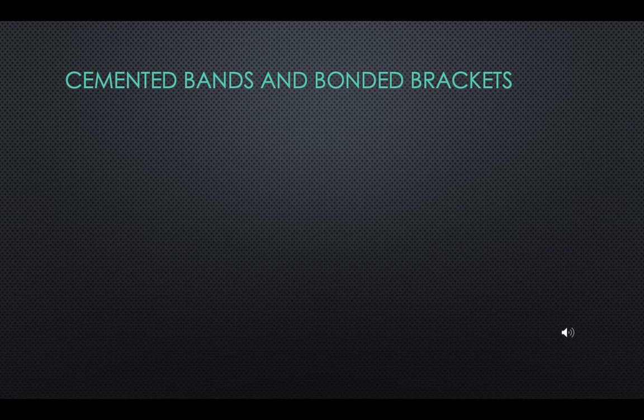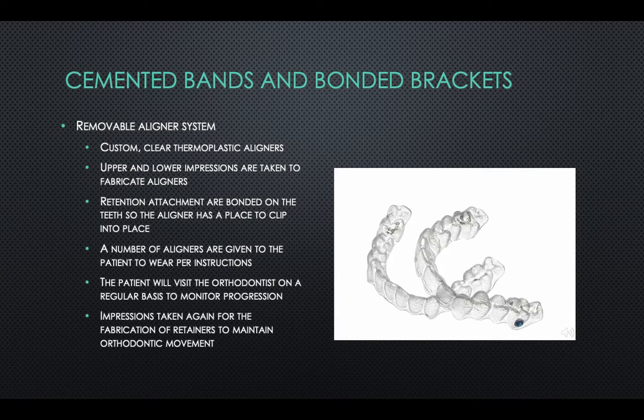Cemented bands and bonded brackets continuation. Removable aligner system. These custom clear thermoplastic aligners are fabricated by taking upper and lower impressions of the patient's teeth. Retention attachments are bonded on the teeth so the aligner has a place to clip into place. A number of aligners are given to the patient to wear per instructions. The patient will visit the orthodontist on a regular basis to monitor progression, and impressions must be taken again for the fabrication of retainers to maintain orthodontic movement.